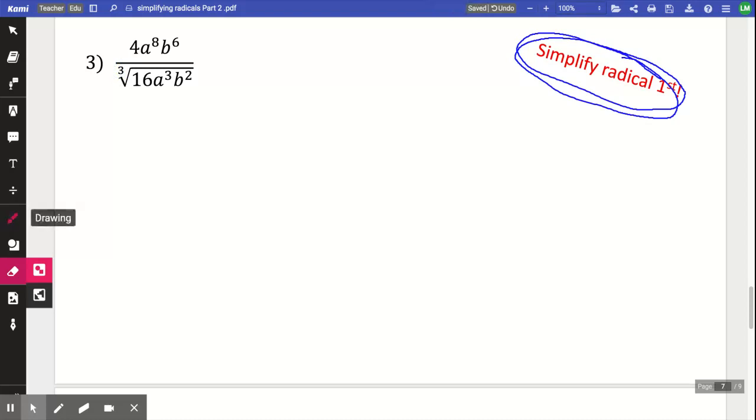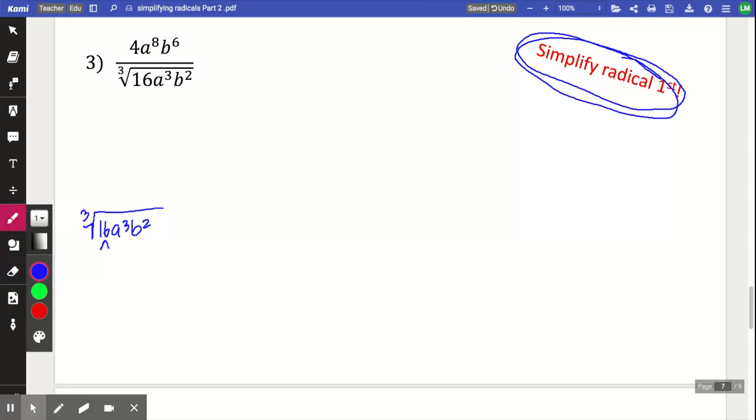If you remember simplifying radicals, let's take the cube root of 16a to the third b squared. Let's pull out anything we can before we start to multiply. I'm looking for 3 of a kind. 16 is 4 and 4, or 2, 2, 2, 2. So I can actually pull out a 2, but then I have one 2 left inside. They don't have a group of 3.